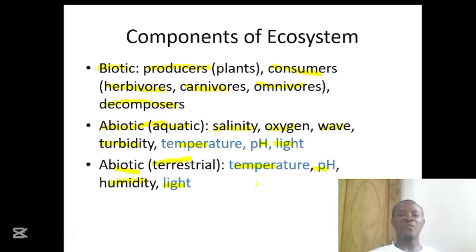And we have rainfall, which is not here. The rainfall will determine the type of vegetation. And based on the type of vegetation, it will also determine the type of animals that will be in that area. Because let's say this type of rainfall is just encouraging tall trees to be here.